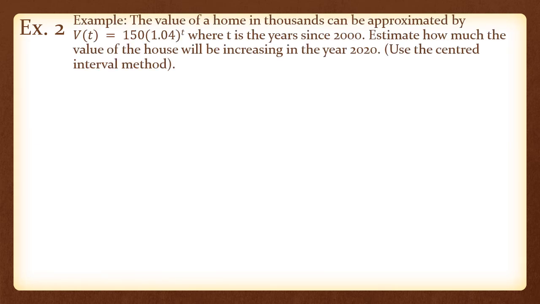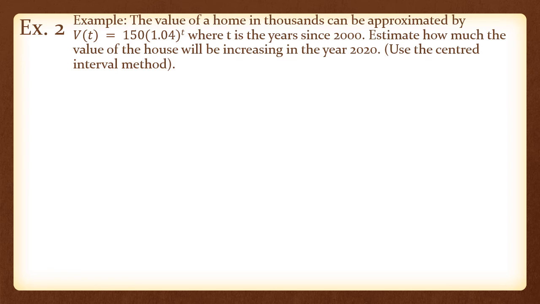Our second example, and actually our last example, we're going to do a word problem. The value of a home in thousands can be approximated by this exponential equation. So V of t equals 150, 1.04 to the t. T is the year since 2000. Estimate how much the value of the house will be increasing in the year 2020. And I'm telling you to use the centered interval method. You could use any of them. I'm just telling you to use the centered one.